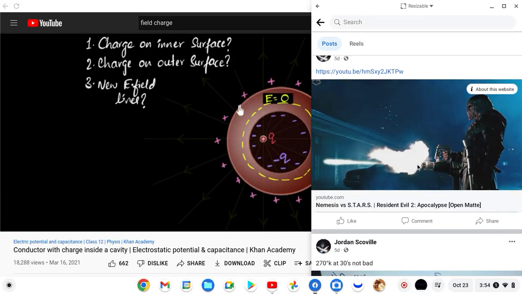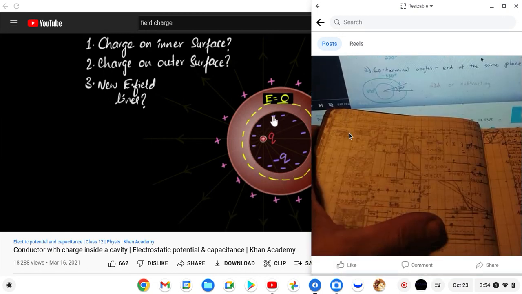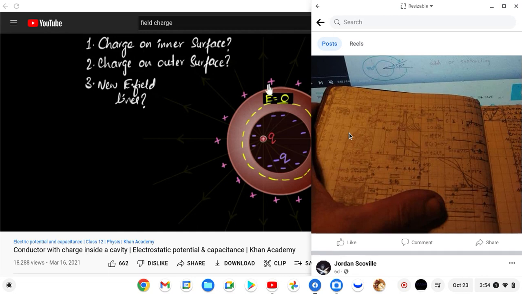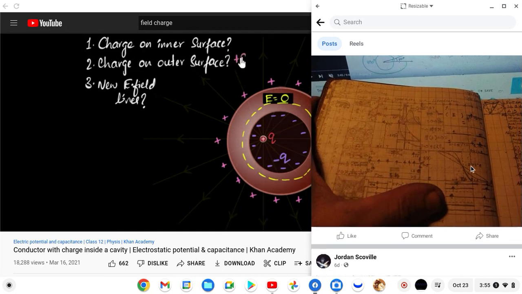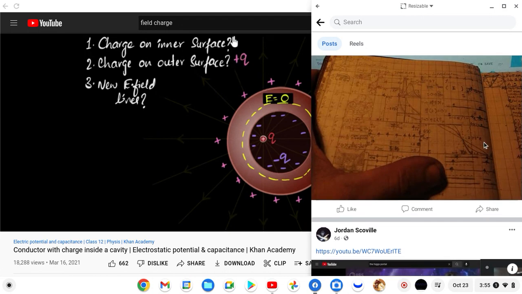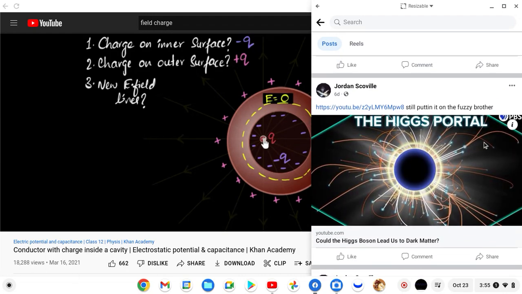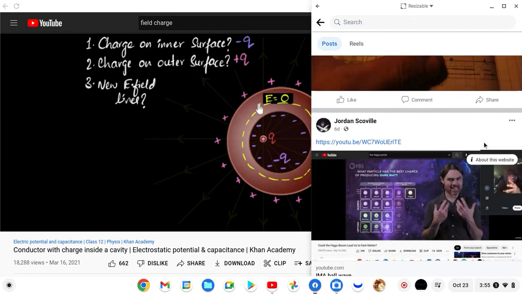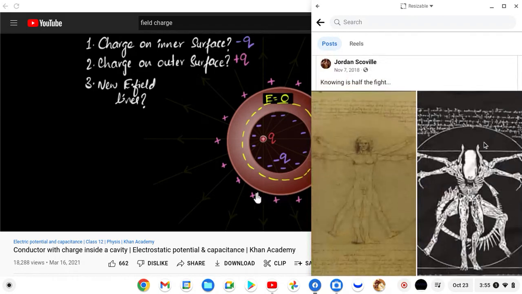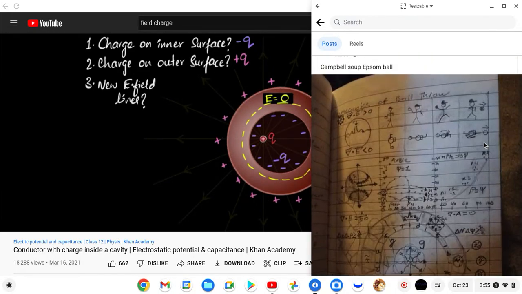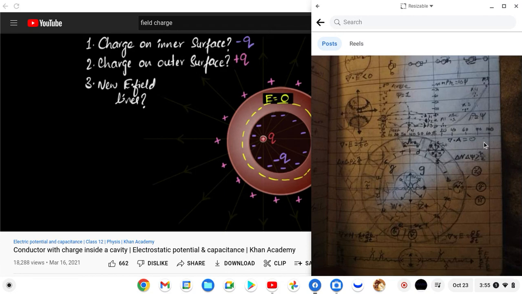Therefore, the total induced charge on the outer surface should be plus q, because we know that the conductor is neutral. So if there is negative q induced on the inner surface, plus q must get induced on the outer surface. So the charge on the outer surface is plus q, the charge on the inner surface is negative q. What's interesting is that whatever charge we introduce inside, automatically that charge gets manifested on the outside. Wonderful, isn't it? That's an amazing thing about a conductor.